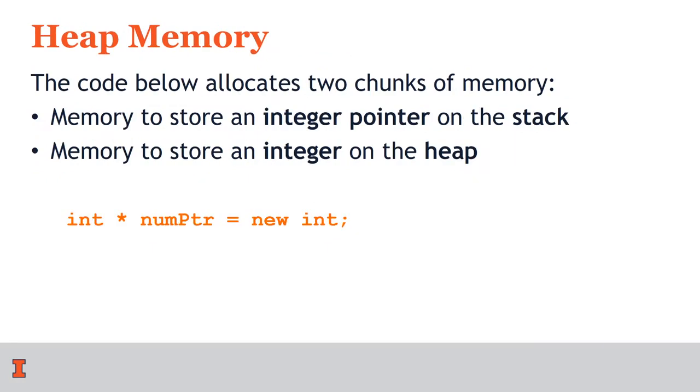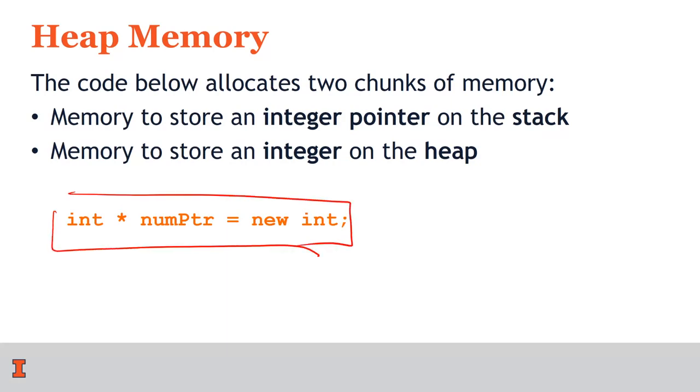So looking at the example of a piece of code, we see that this code is going to actually allocate two different variables. The first variable is int star num pointer. So this int star means it's an integer pointer, and its name is num pointer. And this is going to be on the stack. So notice, this is just an ordinary variable. There's nothing special about it. Because it doesn't involve the new keyword, num pointer is on the stack.